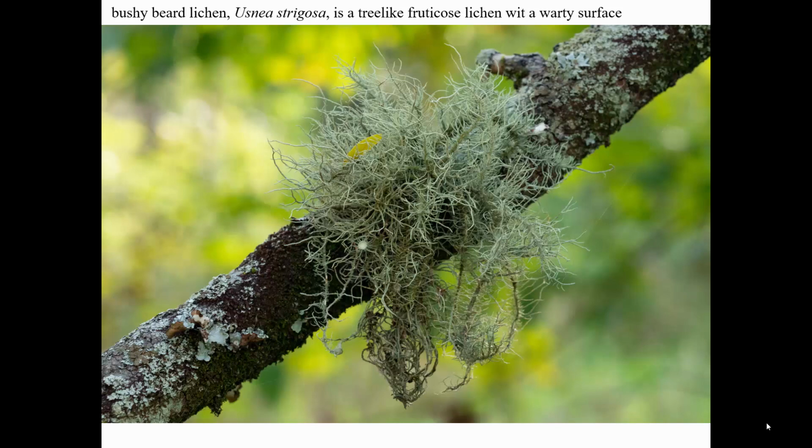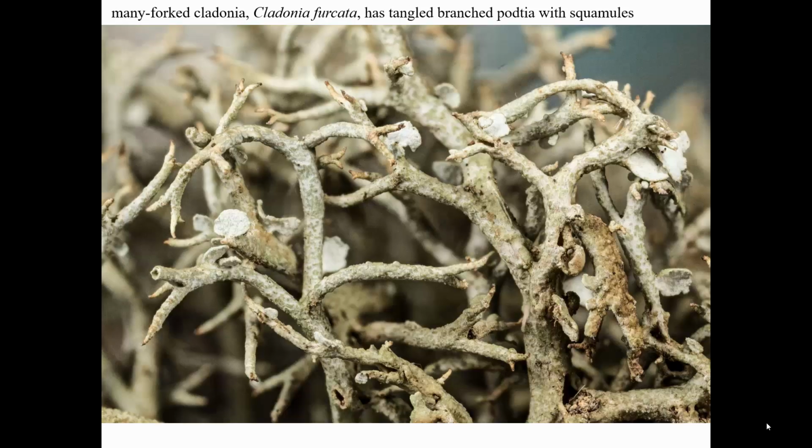This particular specimen has apothecia. You can see one anyway, sort of toward the lower left in the middle. It looks like sort of a disc with the branches coming off behind it. This is bushy beard lichen, Usnea strigosa. And these are lichens that are very, very common in northern ecosystems on branches of trees.